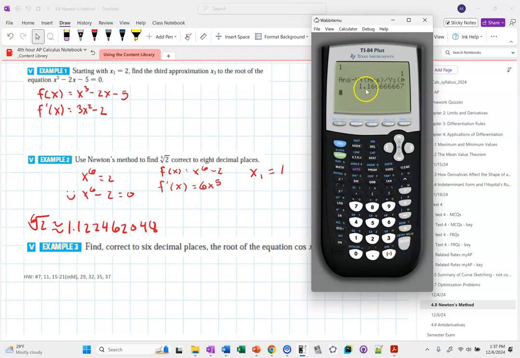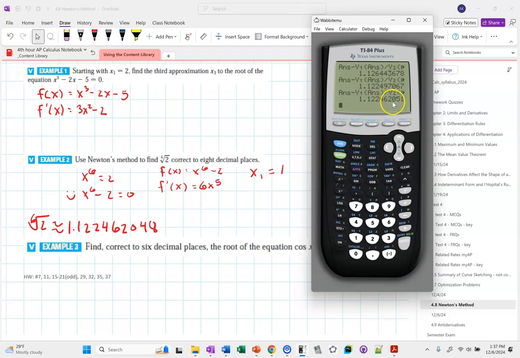So here I have 2 digits correct, right? I have 1.1. So I'll hit enter again. Now it looks like I have 3 digits, 1.12. And I do it again. So now I have 5 digits correct, right? I'm all the way out to 4. You guys see what I'm looking at? So I do it again.